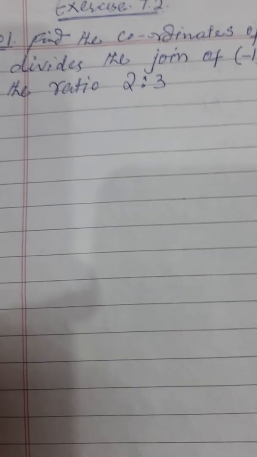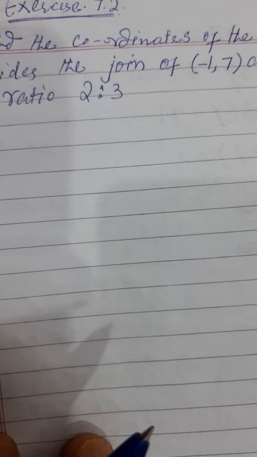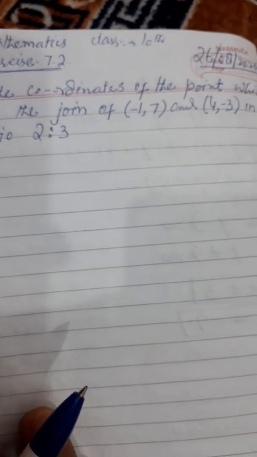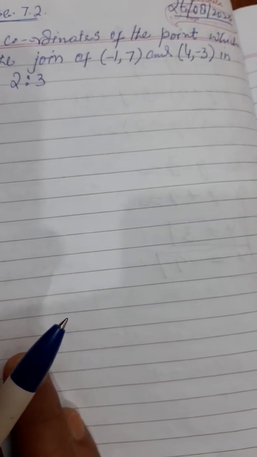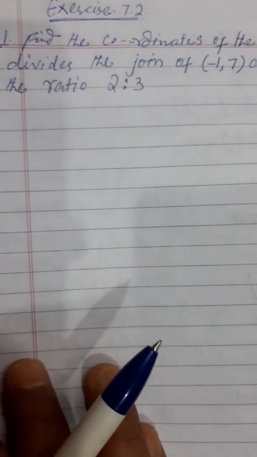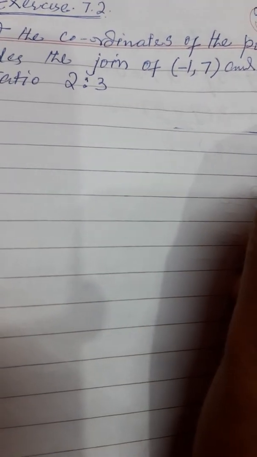The question number first of the exercise is as under. Find the coordinates of the point which divides the join of points (-1, 7) and (4, -3) in the ratio 2:3. Dear students, in order to understand the question, let's make a rough sketch of the figure.